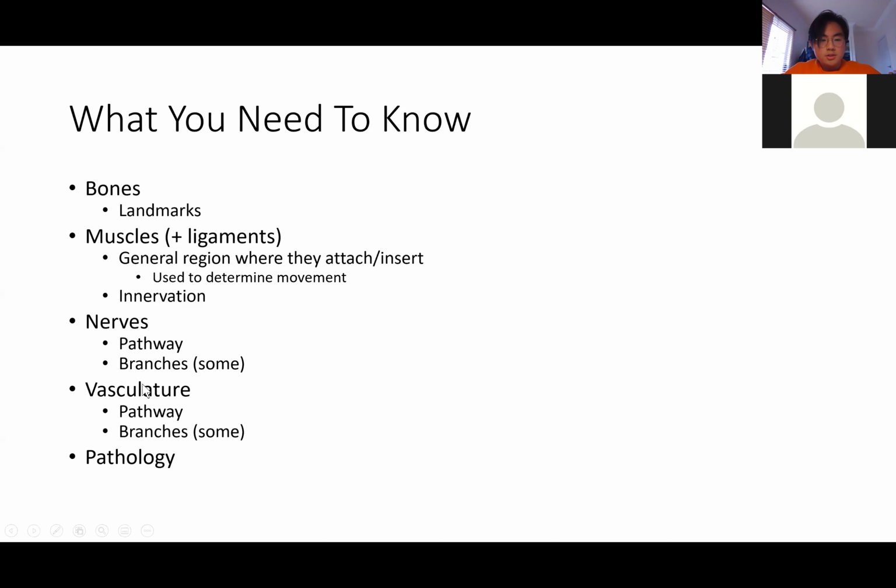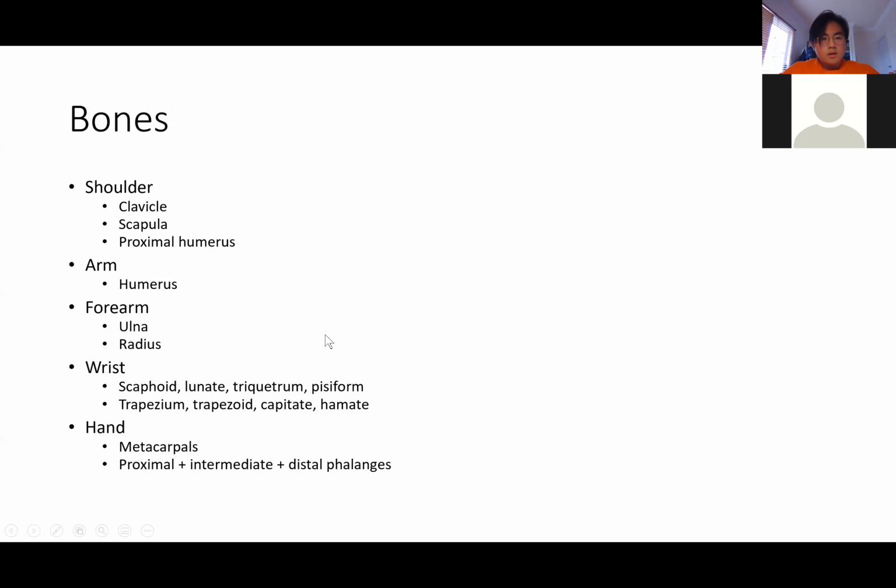Same thing for your vasculature, so your arteries and your veins. Pathway, kind of important, but you need to know the clinically relevant branches, like your profunda brachii and your posterior circumflex humeral artery. And pathology is important. So pathology is stuff like fractures, diseases, whatever, injuries.